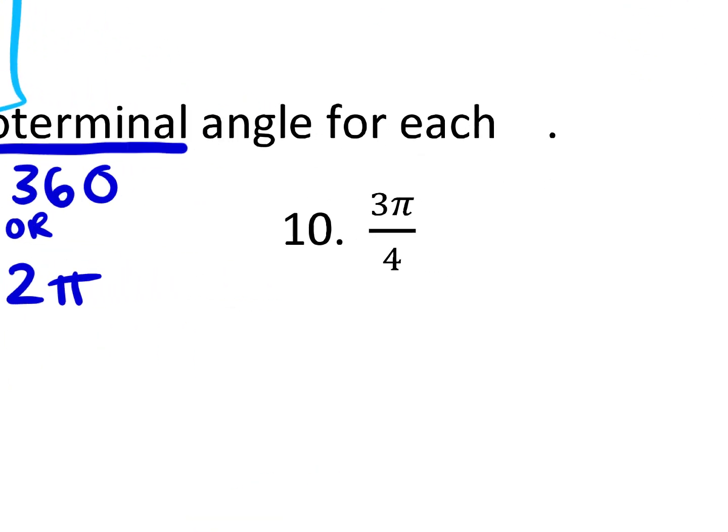So instead of converting it, I'm just going to add 2 pi and subtract 2 pi. If we add 2 pi to find our positive coterminal angle, what do we need in order to add here? How do we add fractions? Common denominator, so we're going to multiply by 4, so it makes it 8 pi over 4. 3 pi plus 8 pi would be 11 pi over 4. So this would be our positive coterminal angle.